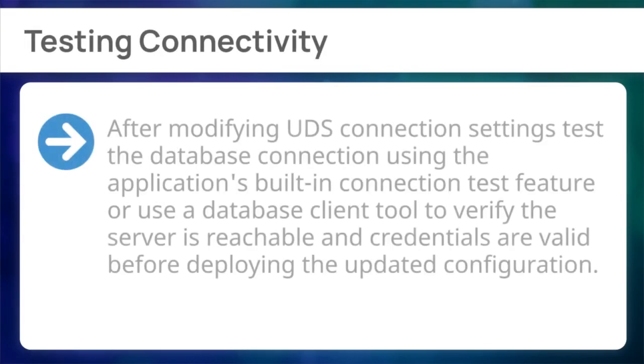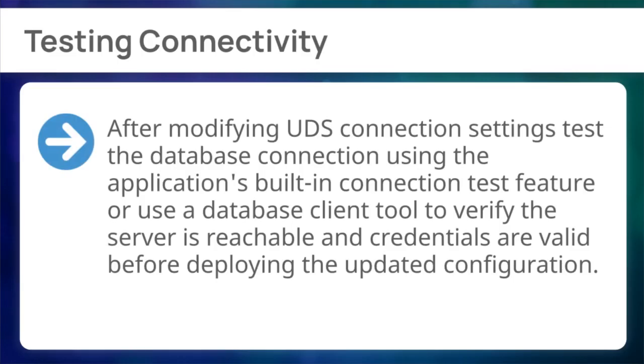Next, testing connectivity. After modifying UDS connection settings, test the database connection using the application's built-in connection test feature, or use a database client tool to verify the server is reachable and credentials are valid before deploying the updated configuration.